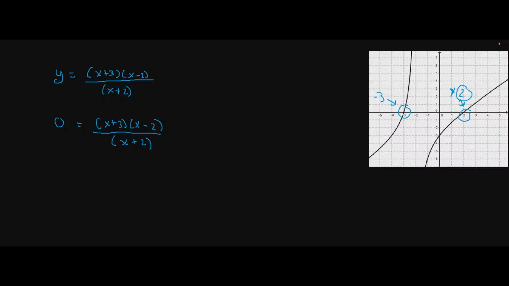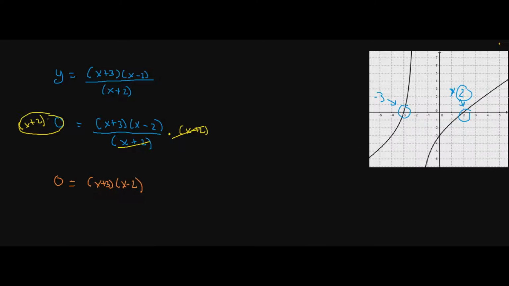Just like before, we have 0 over here. So the first thing we want to do is eliminate this x plus 2 from the bottom. So we multiply x plus 2 to both sides, and you'll notice the x plus 2 and x plus 2 here are going to cancel out, and x plus 2 times 0 is still going to be 0. Anything times 0 is 0, so we get 0 equals x plus 3 and x minus 2.